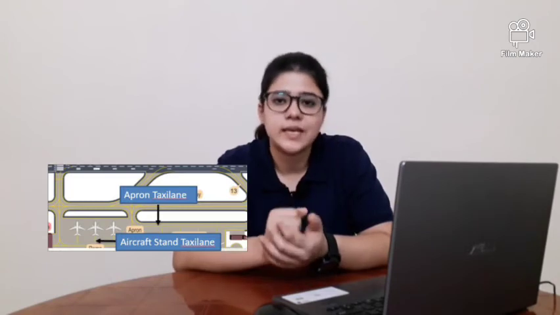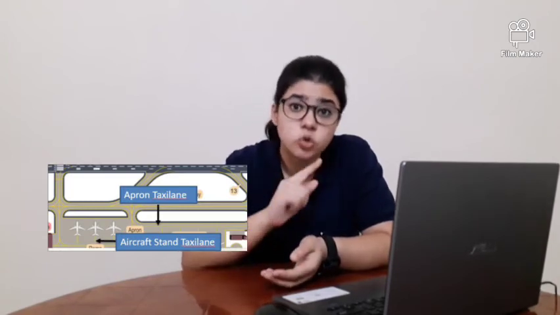Now we'll be talking about taxiways. These are the defined areas on a land aerodrome that are used to provide a link from different parts of the aerodrome. And these include the aircraft stand taxi lane, which is a part of the apron and is used to provide links to aircraft stands. Apron taxiway. These are the taxiways located on the apron and they provide a through route through the apron.